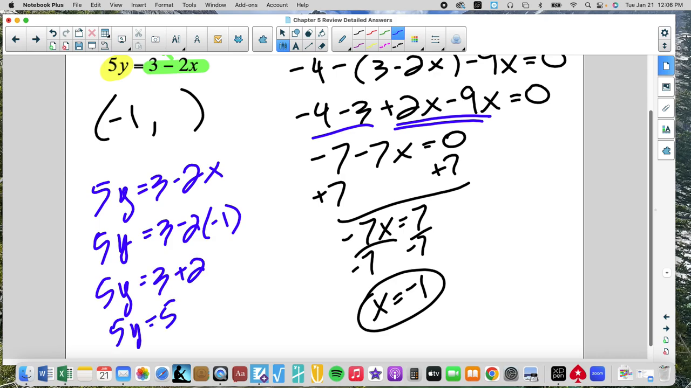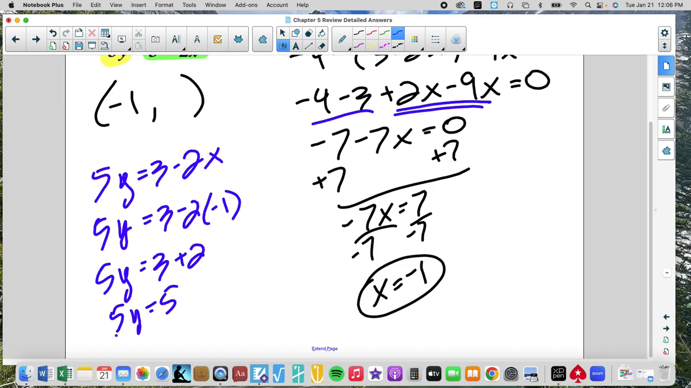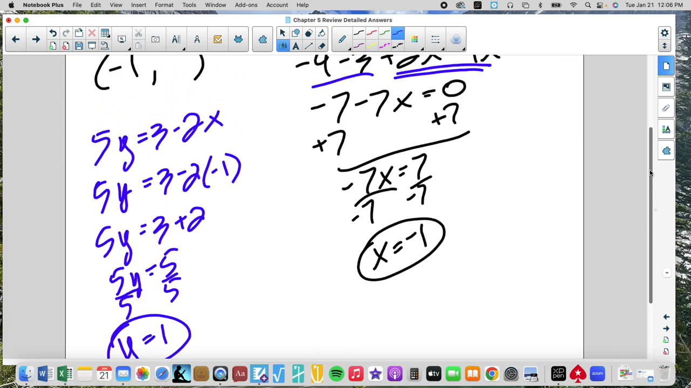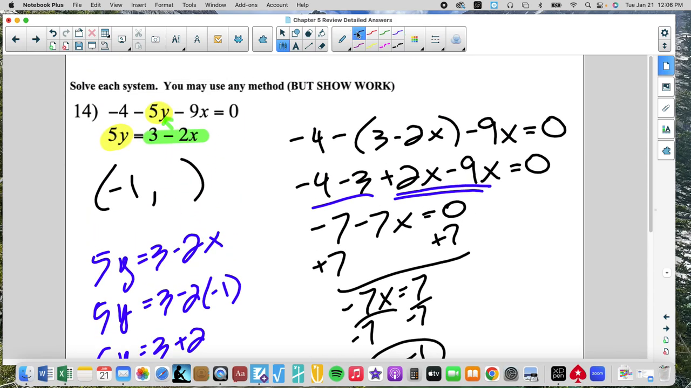5y equals 5. Divide both sides by 5. y equals 1. So our solution is -1, 1. Love that problem. That's a good one.